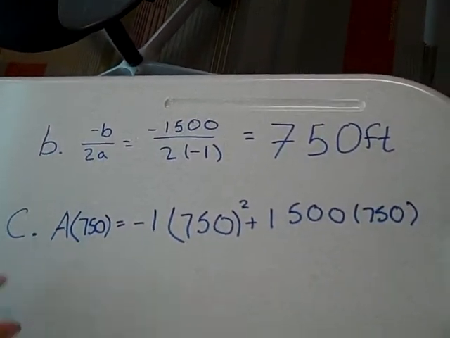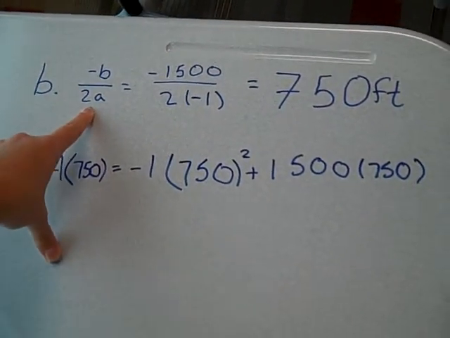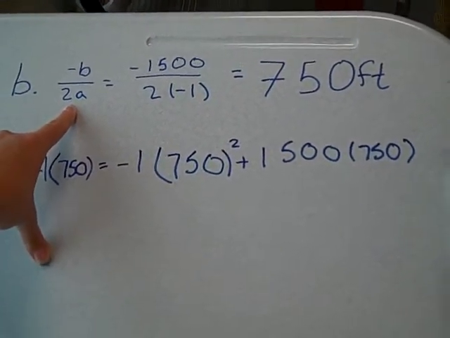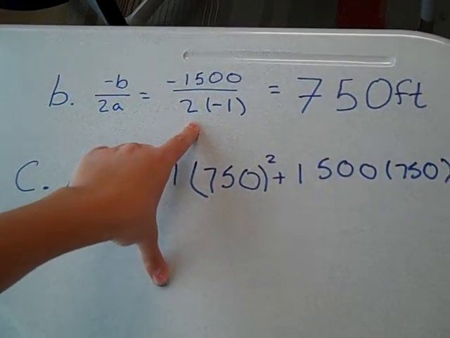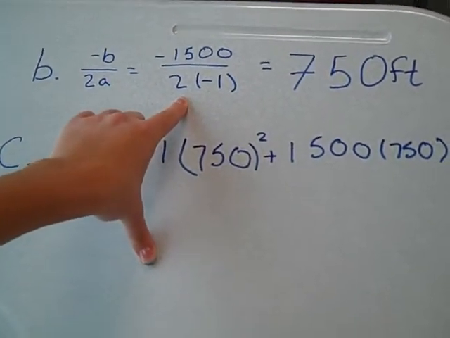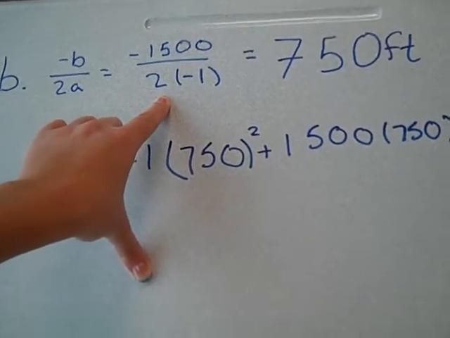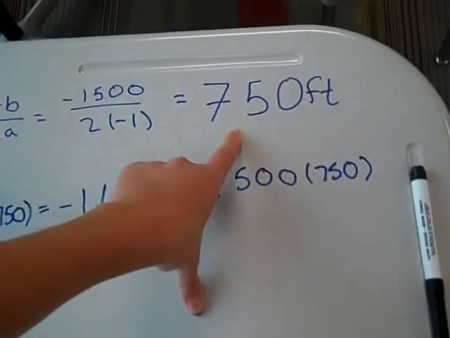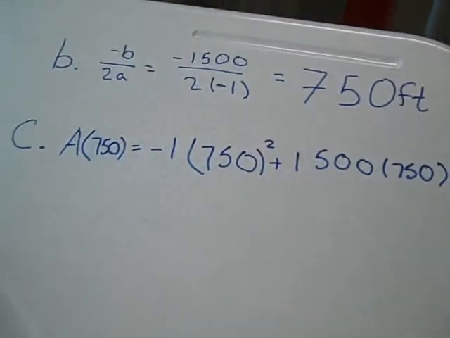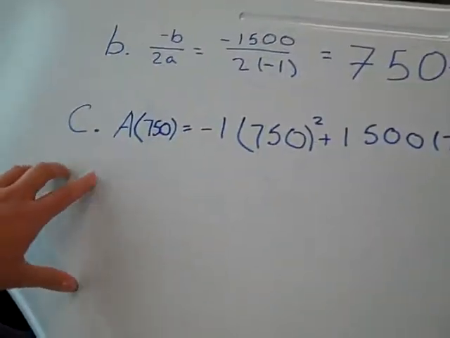This is B. We used negative b over 2a to find the vertex or the axis of symmetry. And you'd plug in 1,500 for b. So it's negative 1,500 over 2 times -1, which equals 750. And that'd be feet because it's a length.